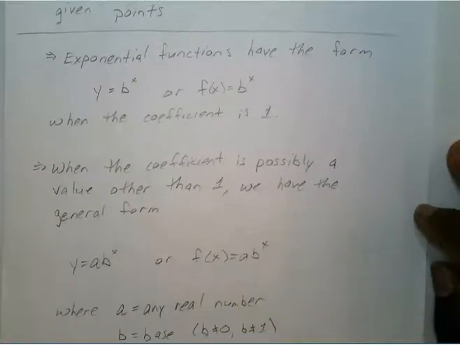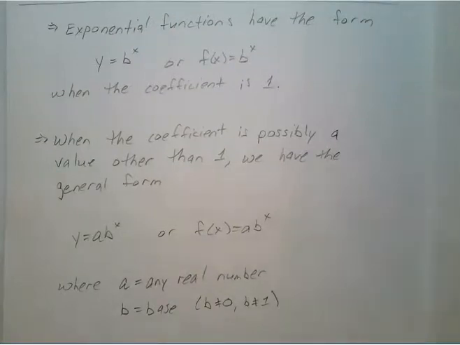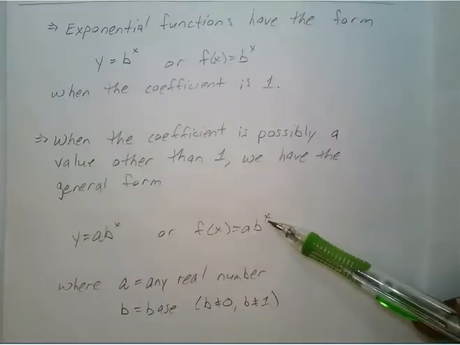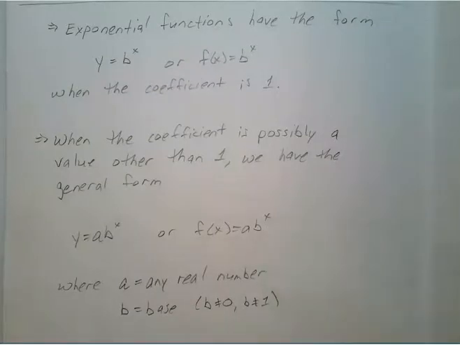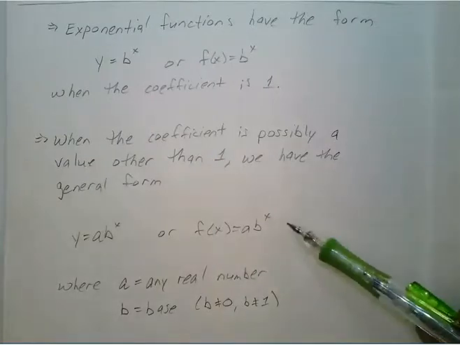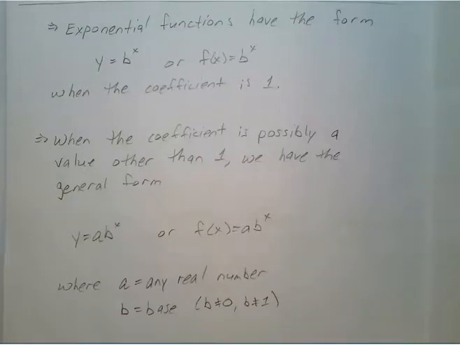Let me scroll up a little bit. Okay, where a is any real number and b is your base. Your base cannot equal 0 or 1, because 0 to the power of any non-zero number is just going to be 0, and 1 to the power of any real number is going to be 1. So there's no point in writing 0 and 1 in exponential form when it's just 0 and 1. So we're dealing with numbers where your base is not equal to 0 and not equal to 1.